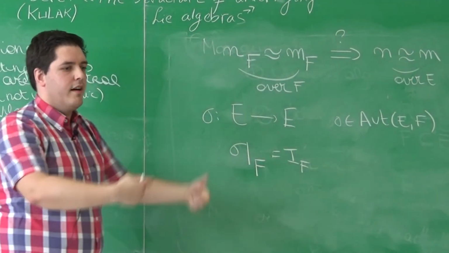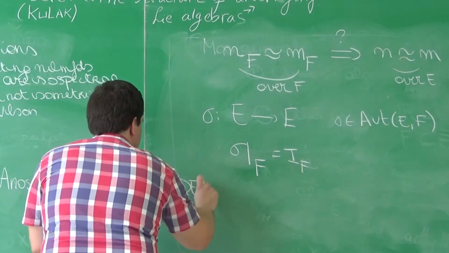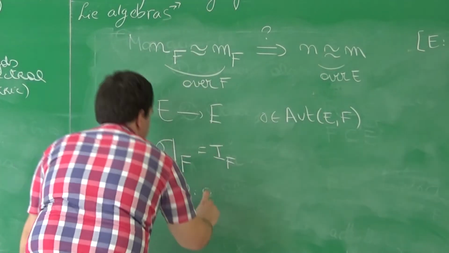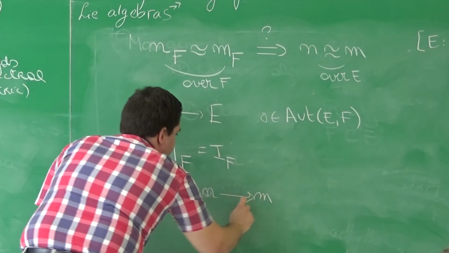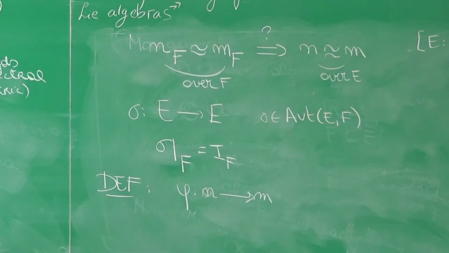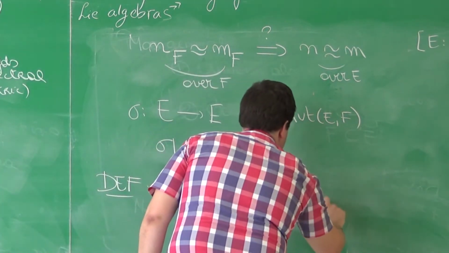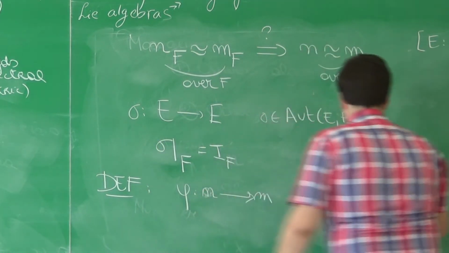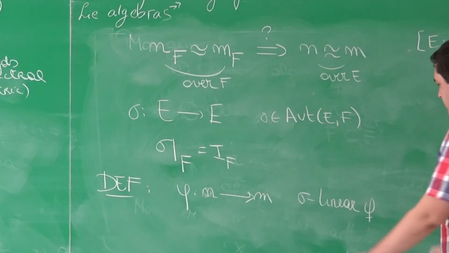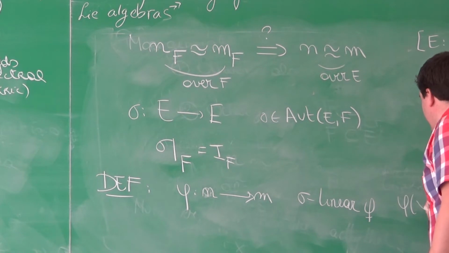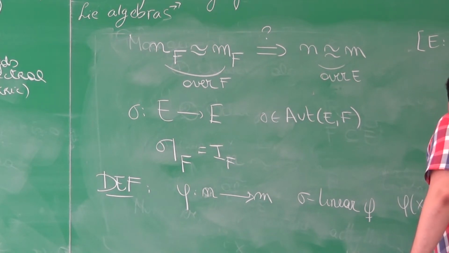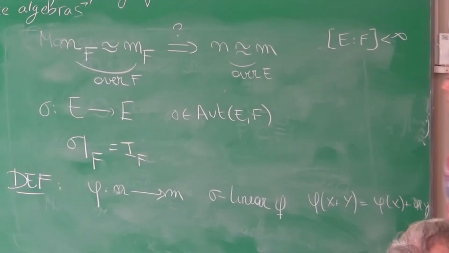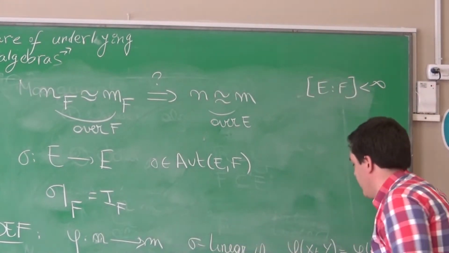Now we want to do this on the Lie algebra, and that's the main definition. We have a map phi going from N to M, where N and M are Lie algebras, and we call it sigma linear if phi of x plus y is phi of x plus phi of y. So nothing changes for additivity, but it has this sigma appearing for multiplication.